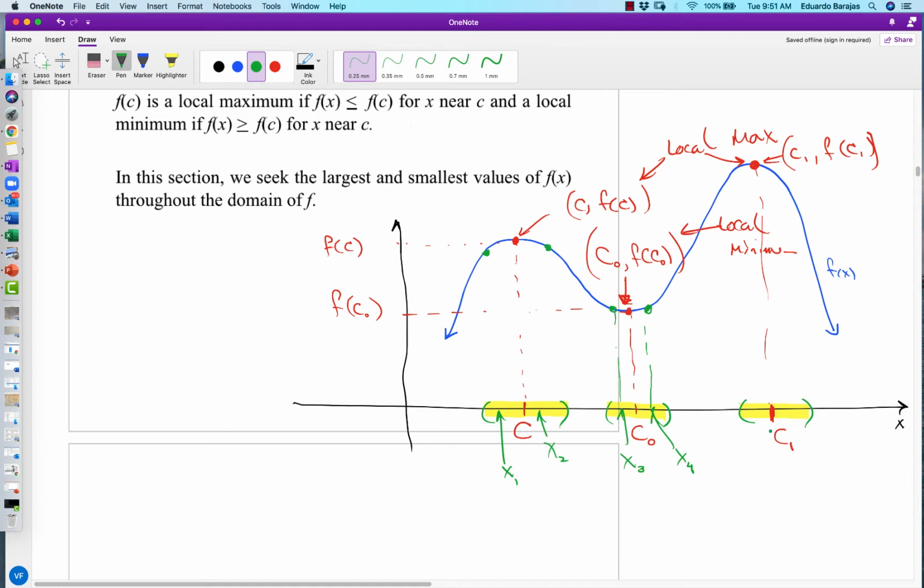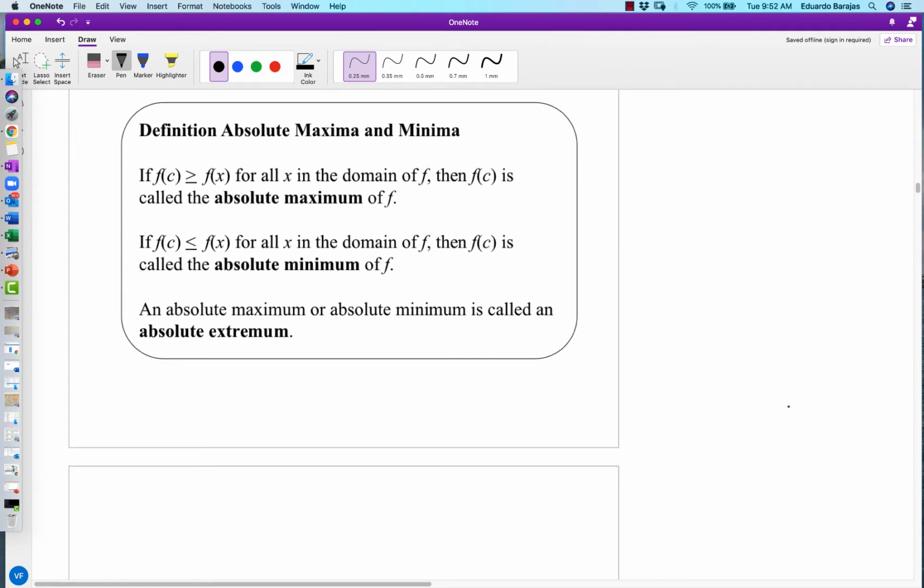And for any other x value chosen, x sub 5 or x sub 6, any other x value that's really close to this, it'll turn out that f of c sub 1 will be greater than or equal to any f of x value as long as x comes from that little highlighted region. Okay, but now if we don't think about a neighborhood around a value, we just think about the entire domain, then that's what this definition is referring to.